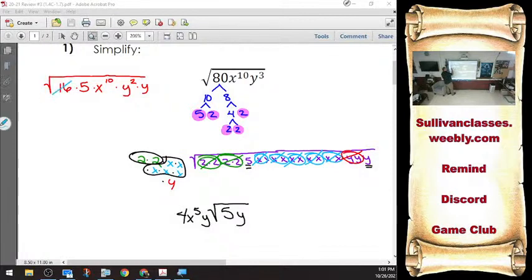Because now the square root of 16 is 4. The square root of x to the 10th is x to the 5th. The square root of y squared is y, and look at who's left. So if you're good with your numbers, if you know your perfect squares, you can do that instead of all that writing. Both are correct. I don't care which way you do it. They are both correct.